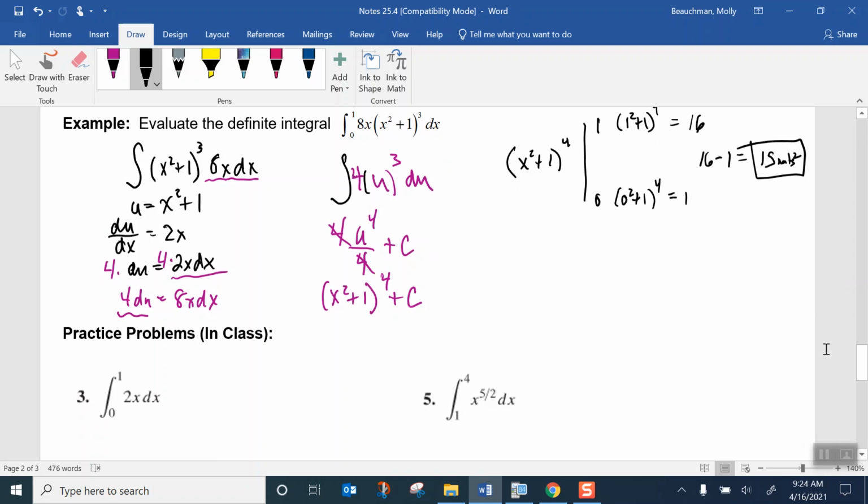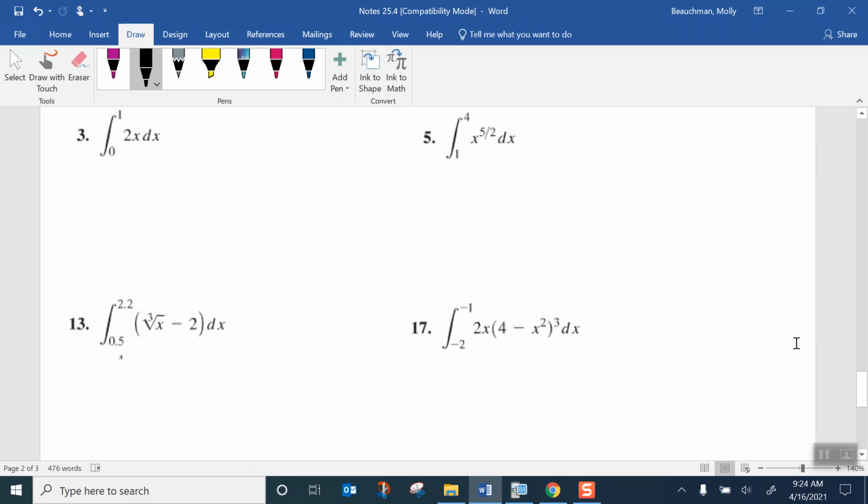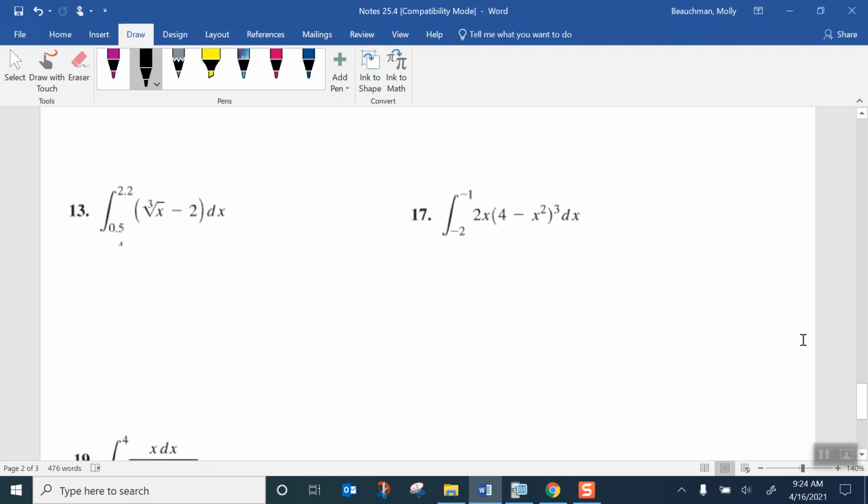All right, maybe a couple more examples. Let's try number 13. We're taking the integral from 0.5 to 2.2 of the cube root of x minus 2 dx. Remember that the cube root of x is the same thing as x to the power of a third. So find our integral, use the power rule, so we get x to the power of 1/3 plus 1 over 1/3 plus 1 minus 2x, and we're going to evaluate it between 0.5 and 2.2.